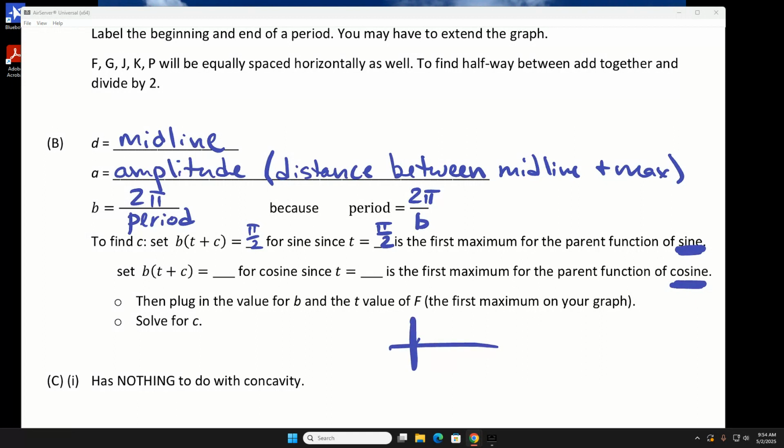So sine looks like this, kind of. In the parent function, that first maximum is at pi over 2. So we're focusing on the first maximum. Where's the first maximum on cosine? 0. Yes. So that's why when it's a cosine, it's easier to do. You set it equal to 0. All right, then we're going to plug in the value of B that you already found. And then you're going to plug in the t value of the point F, because that's your first maximum in your graph. And then you're going to solve for C.